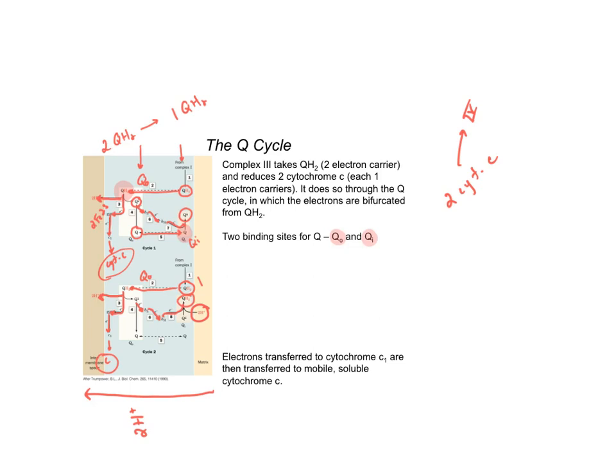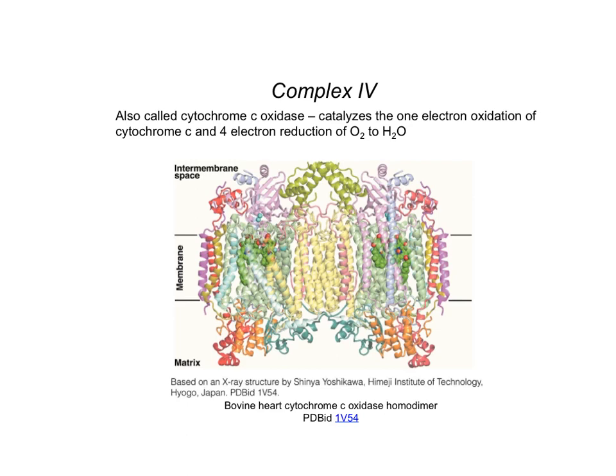What is the overall purpose of the electron transport chain? It's going to be the reduction of oxygen to water, right? So that's what's going to happen in our final little complex, complex 4.